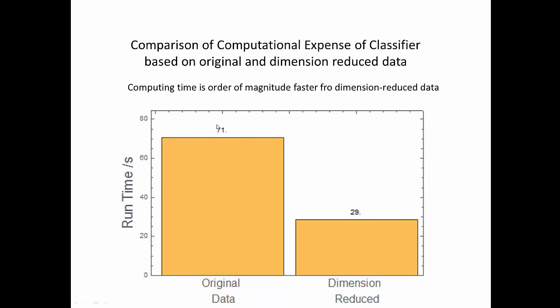It took 71 seconds to train the classifier on the original data, 29 on the reduced data set. So there's about a factor of 2 difference here. But as the size of the data sets increases, this difference increases exponentially. So on big data sets, this will be orders of magnitude difference. I can show you an example of that later.